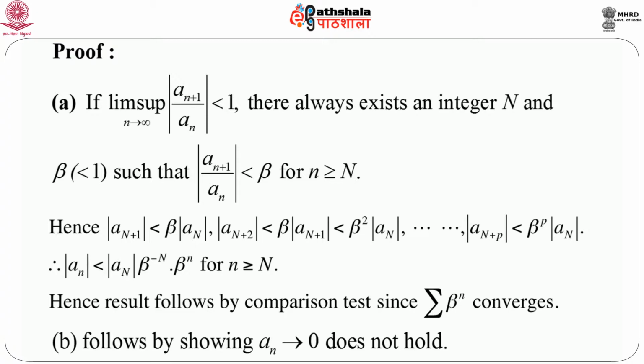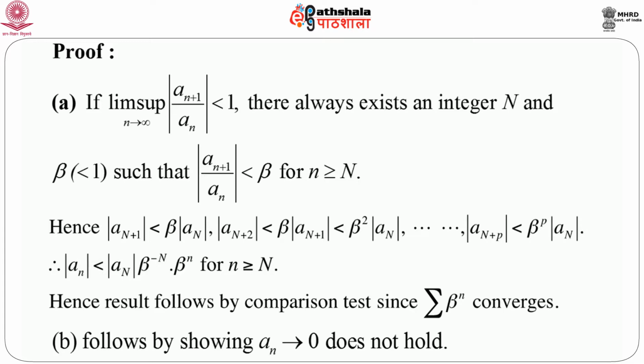Similarly, |a_(N+2)| is less than beta times |a_(N+1)|, which is again less than beta squared times |a_N|, and so on. So in general, for p greater than or equal to 1, |a_(N+p)| is less than beta to the power p times |a_N|. So clearly, we can write |a_n| less than |a_N| times beta to the power minus N times beta to the power n for all n greater than or equal to capital N. Again, taking c_n equal to beta in the comparison test, we can apply the comparison test.